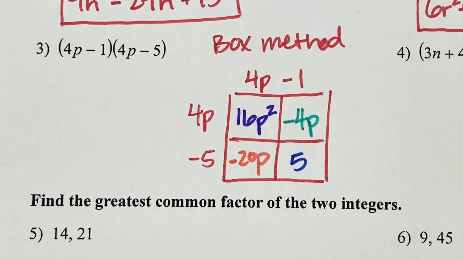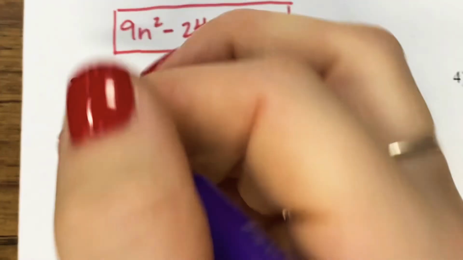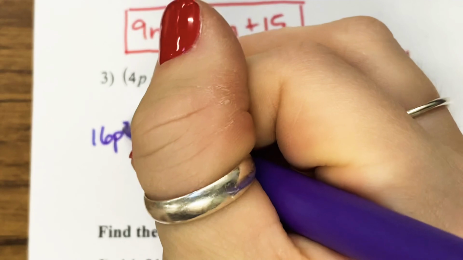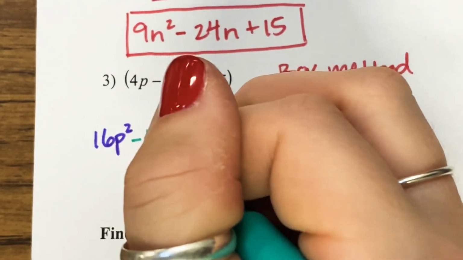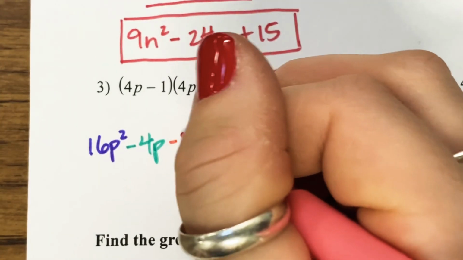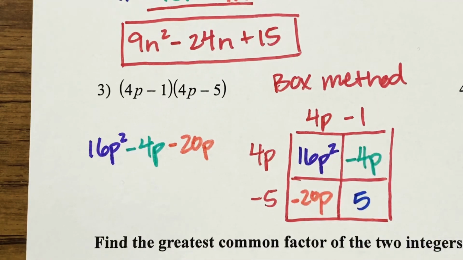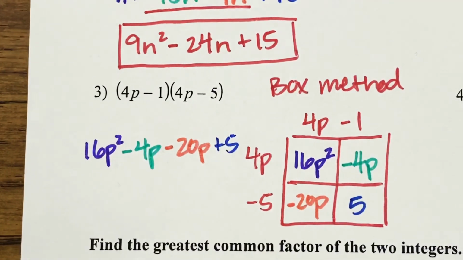Okay, now I'm just going to rewrite these in the order in which we solve them. So 16p squared, minus 4p, minus 20p, and plus 5.